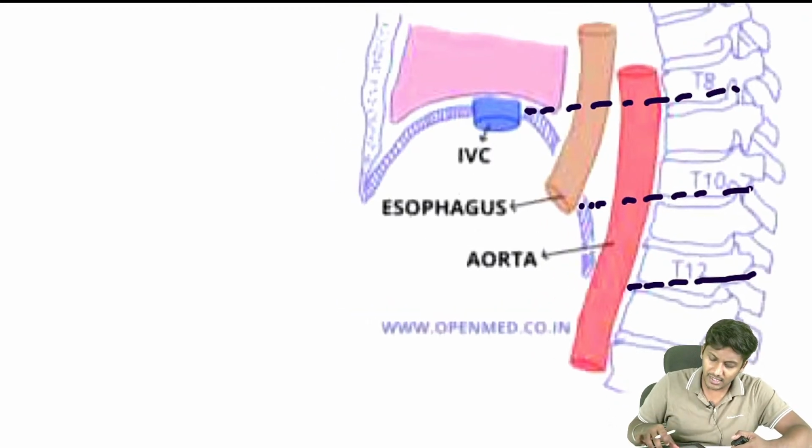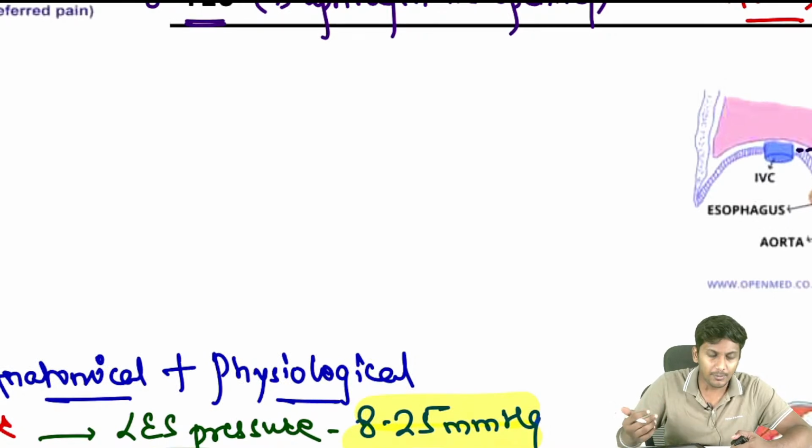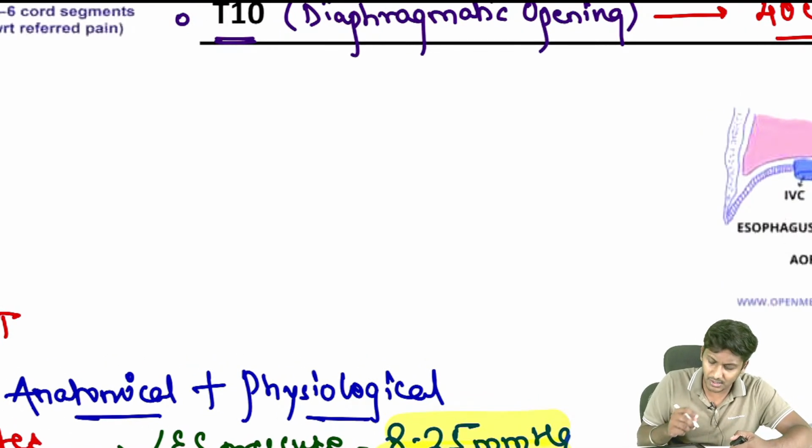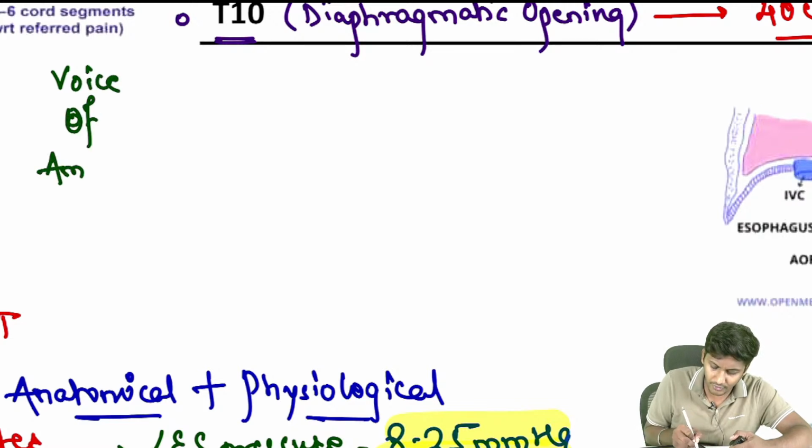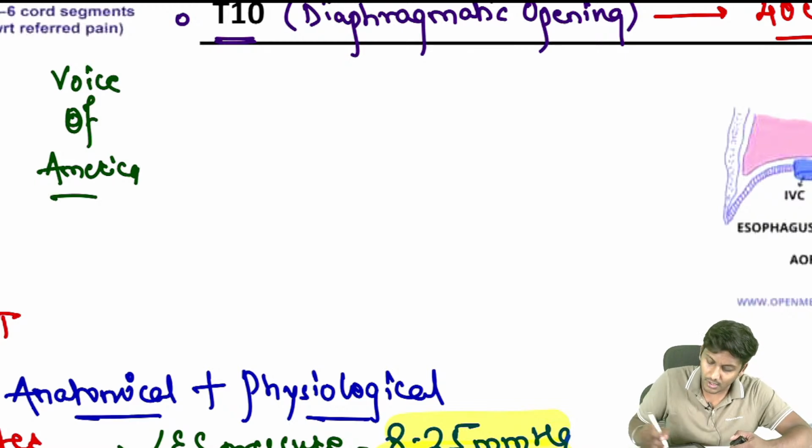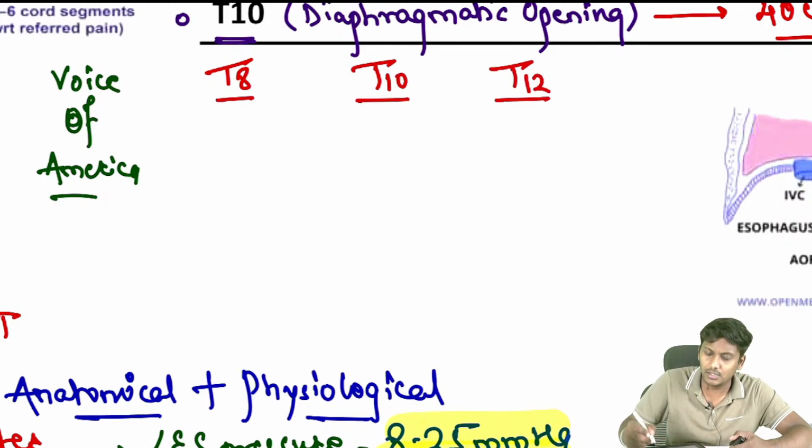Now let's write down. They can be easily remembered with the mnemonic Voice of America. Voice of America I'll write over here. V for vena cava, O for esophagus, America for aorta. That means the first opening at the level of T8 is for the vena cava. The second opening at the level of T10 is for the esophagus, and the third opening at the level of T12 is for the aorta.